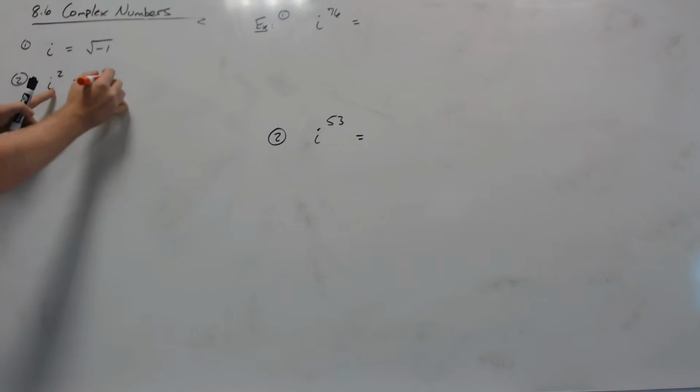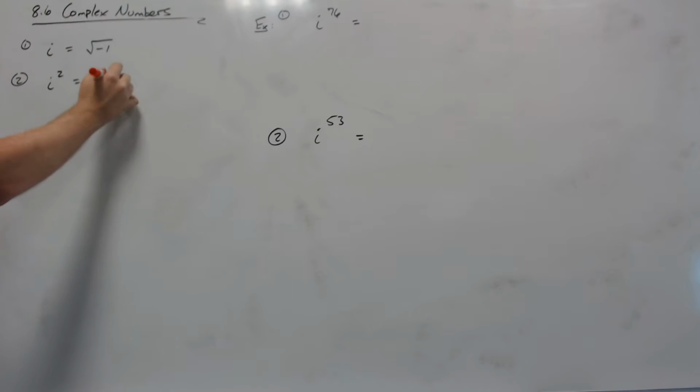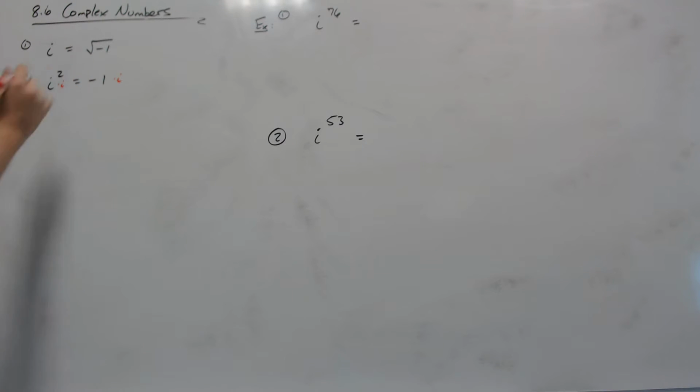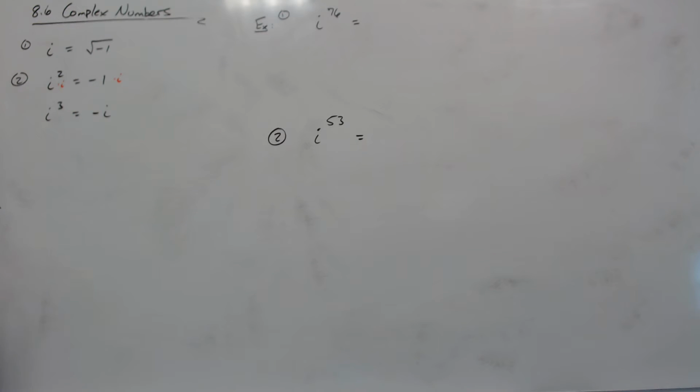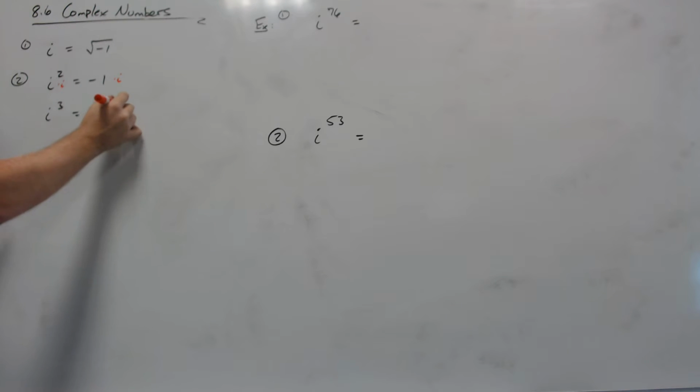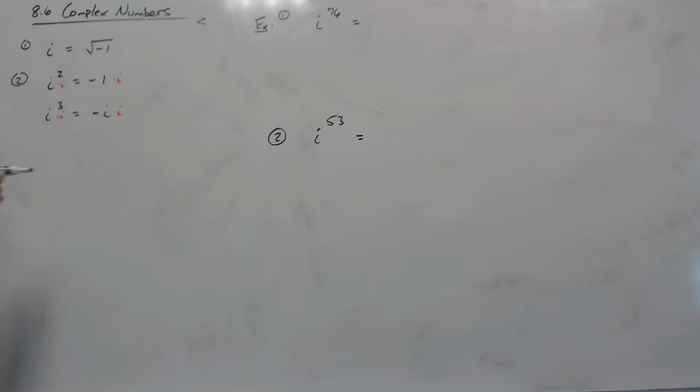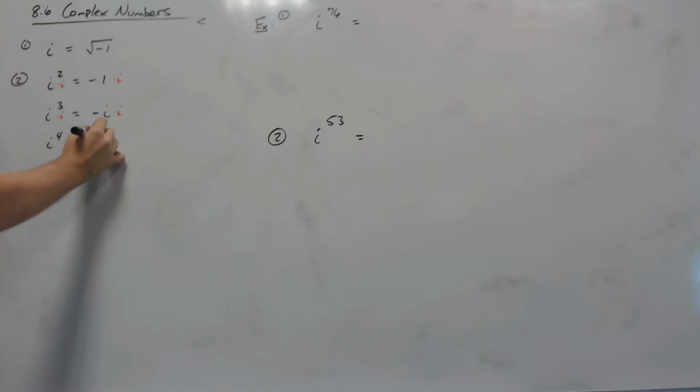If I multiply both sides of this equation by i times i, I'm going to end up with i to the third is equal to -1 times i, which would be -i. If we do it again, times i, I'm going to end up with i to the fourth equals -i squared.